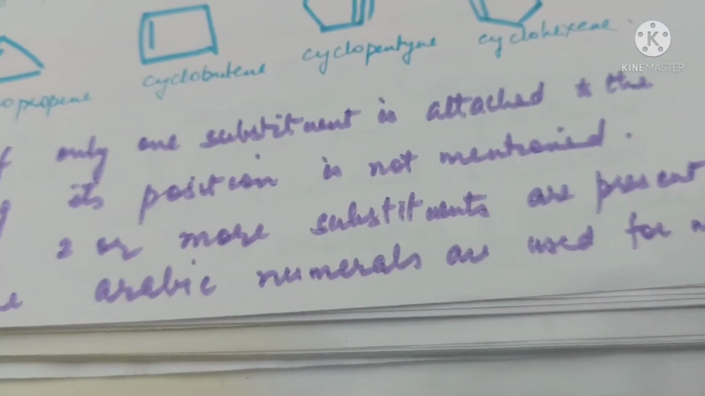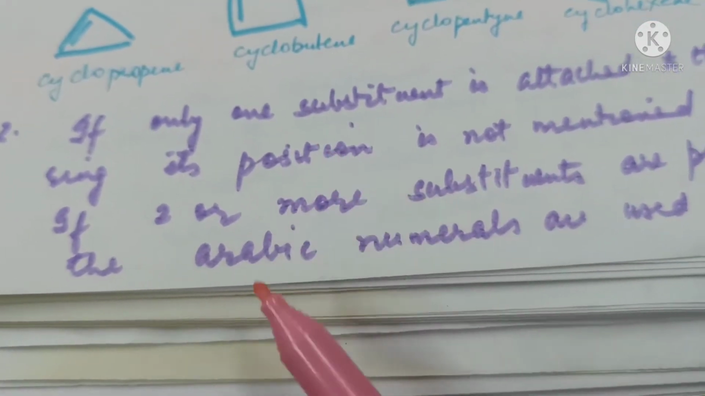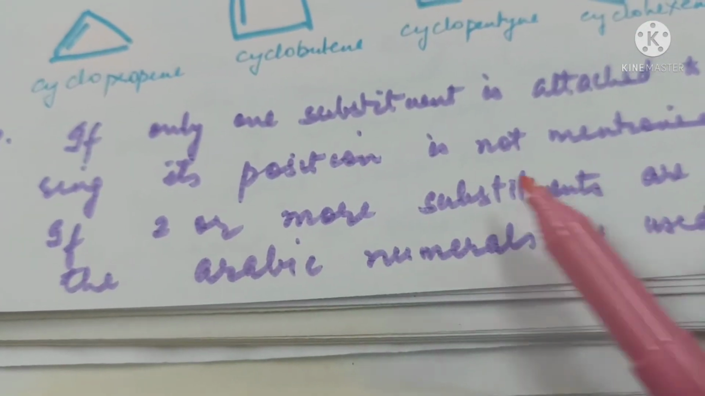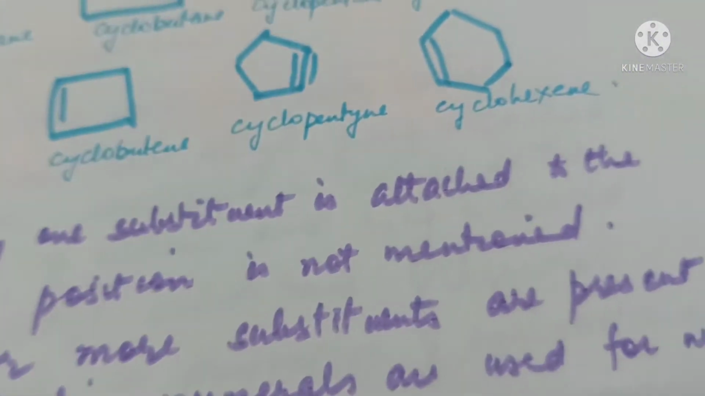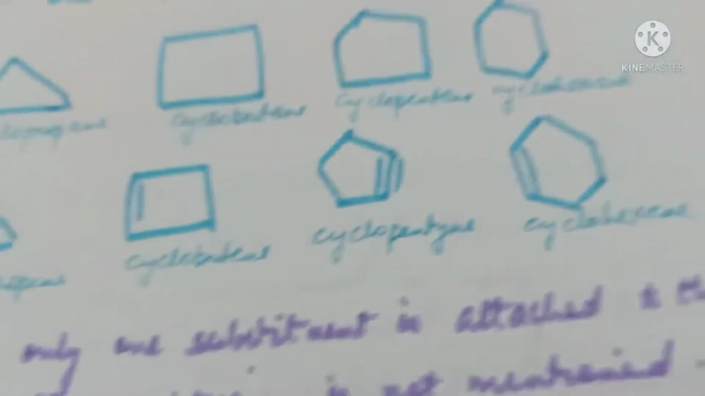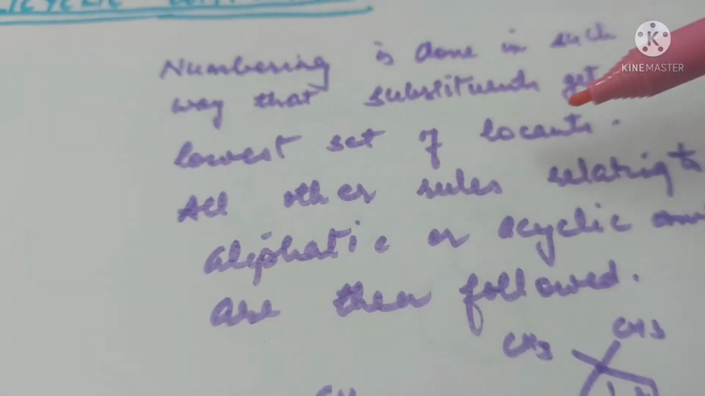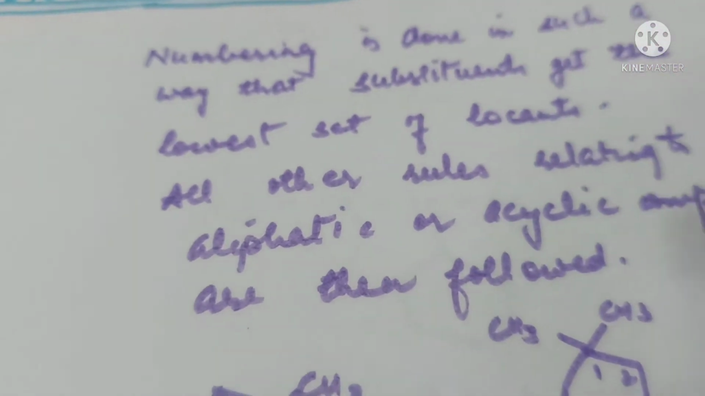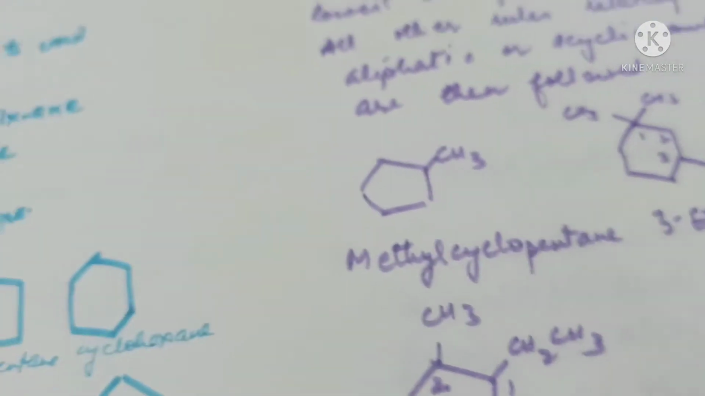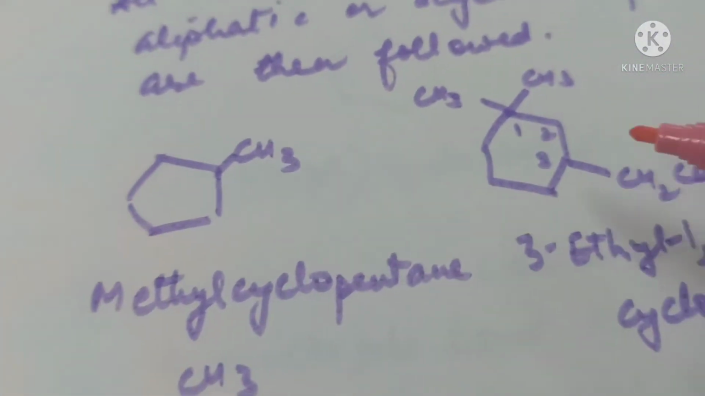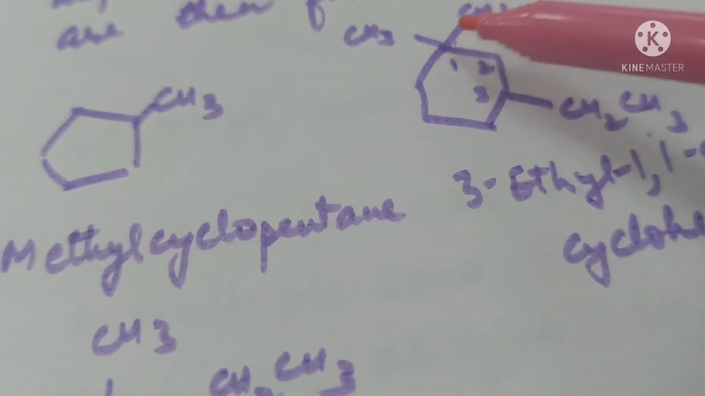If one substituent is attached to the ring, then its position is not mentioned. But if 2 or more substituents are there, we number the carbon atoms with Arabic numerals, and the numbering is done in such a way that substituents get the lowest set of locants. All other rules relating to aliphatic or acyclic compounds are then followed. Methylcyclopentane. Because it has more than one substituent, we number the compounds.